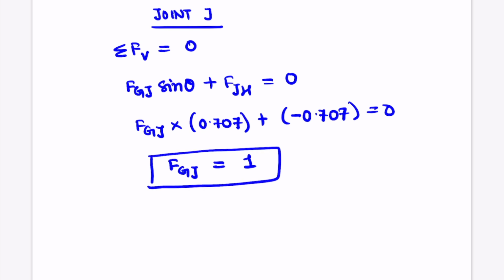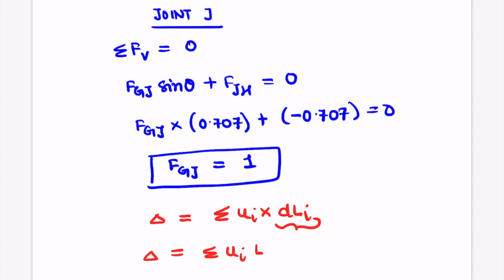So now we have calculated internal forces in all the members due to the applied unit load. We have already discussed that we'll use our formula summation of UI multiplied by DLI. Here the change in the length of the members due to the external load is only due to the temperature, because the external load here is only temperature. Therefore our DLI will be Li alpha I delta Ti. So this is the final formula we are going to use here.